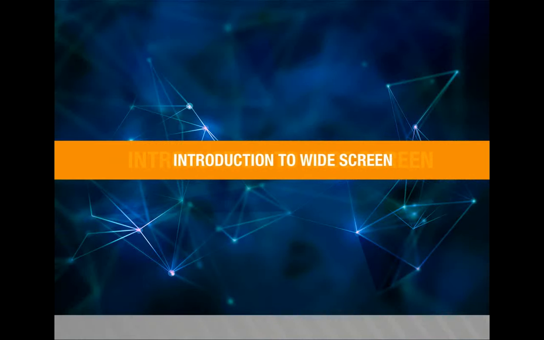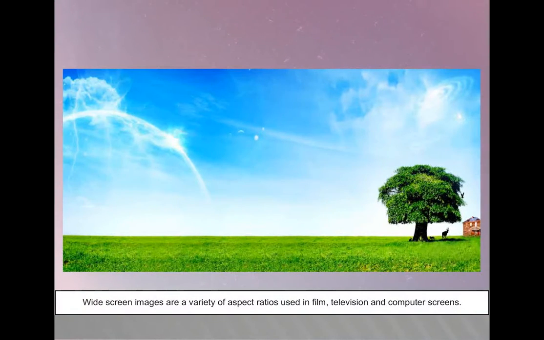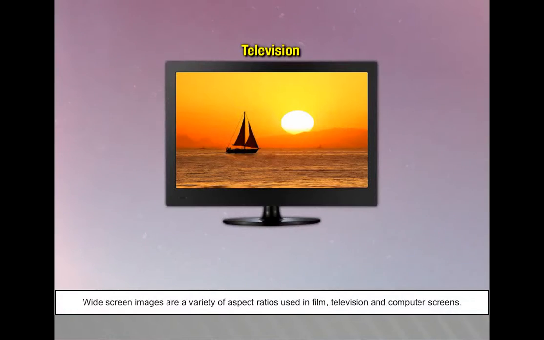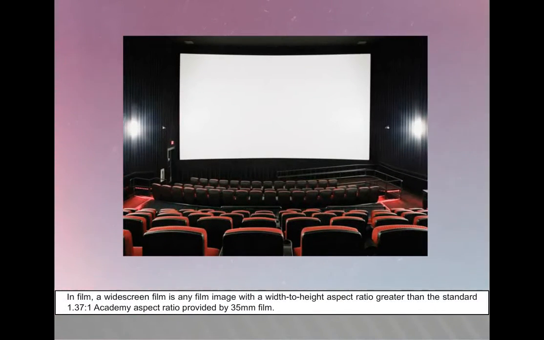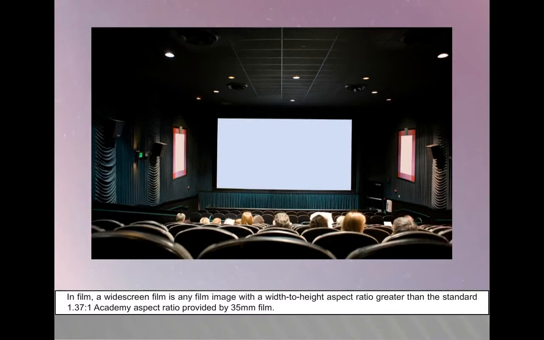Introduction to widescreen. In this video, we are going to see about widescreen. Widescreen images are a variety of aspect ratios used in film, television, and computer screens. In film, a widescreen film is any film image with a width-to-height aspect ratio greater than the standard 1.37:1 Academy aspect ratio provided by 35 mm film.